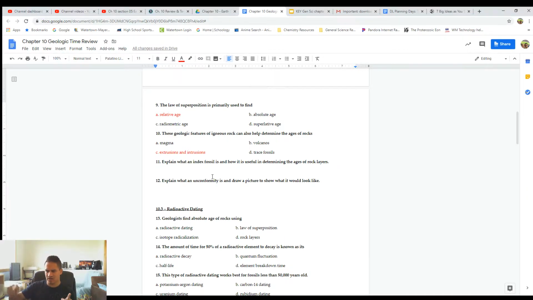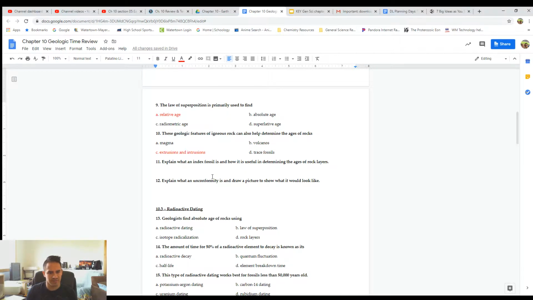If we find them in different rock layers, even if those layers aren't in the same place, like one's above and one's below, we know that they are the same age because that fossil is found in both. And that organism only lived for a short period of time. So if it's found in both rock layers, they had to have been around at the same time.